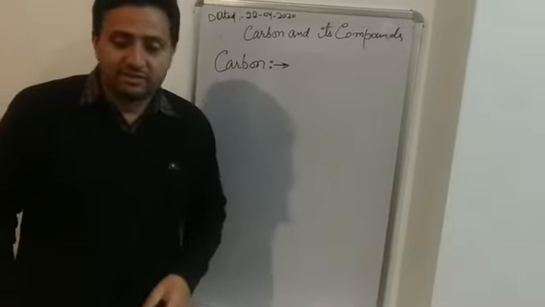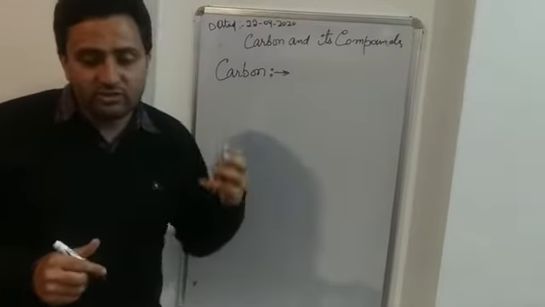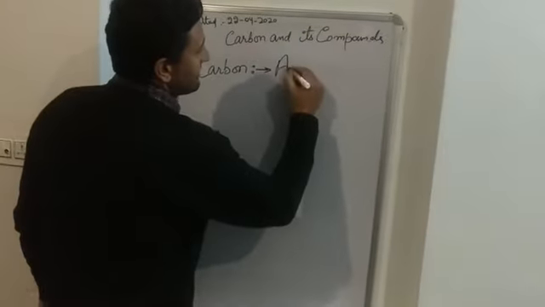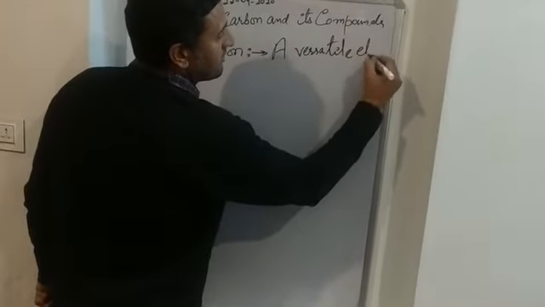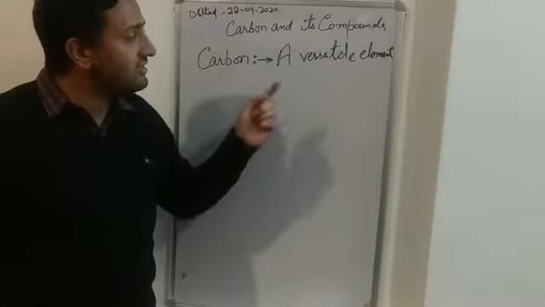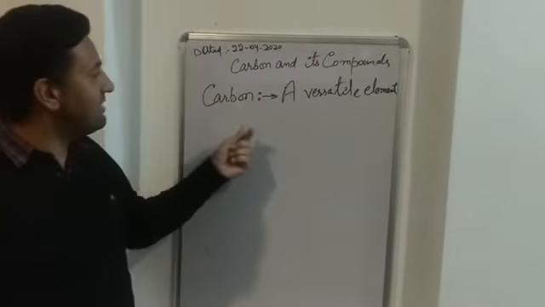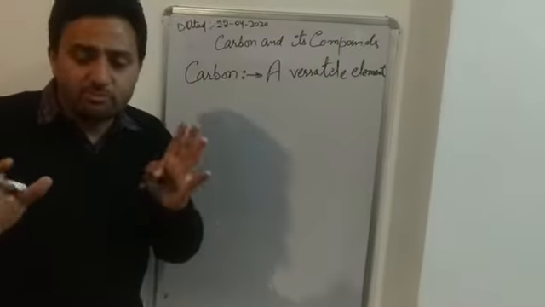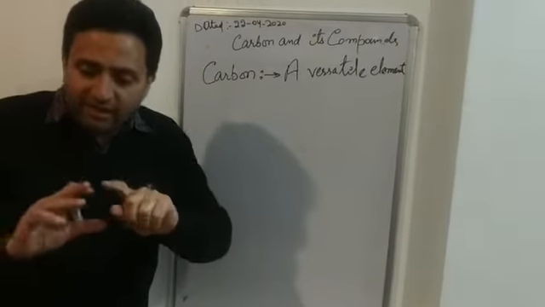Carbon is an element which is found everywhere in the universe. That's why it's also called a versatile element. Why is it called a versatile element? Because it's found everywhere. I will tell you where it is actually found. Then I will try to tell you what carbon actually is and what its properties are. But to understand that, first of all, I will tell you where carbon is found.